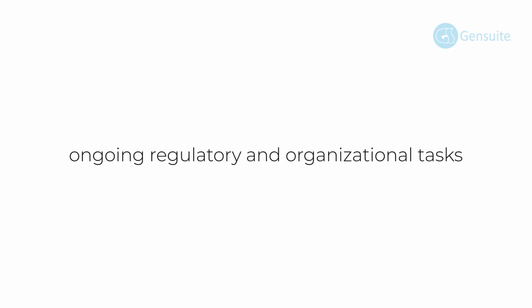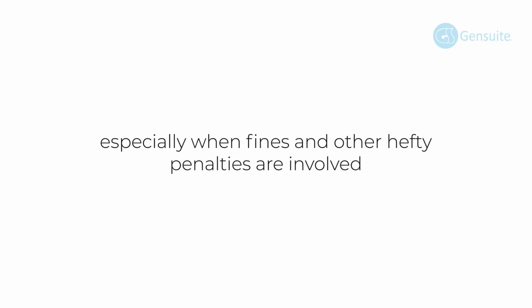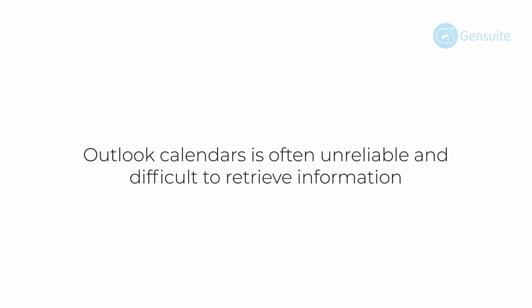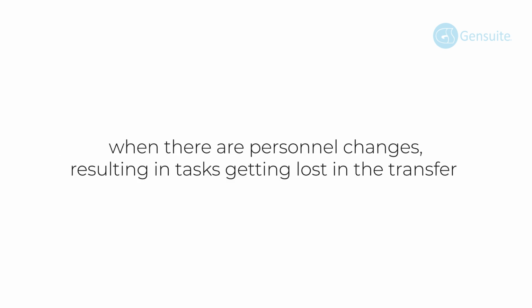It is critical to stay on top of these tasks, especially when fines and other hefty penalties are involved. Housing information in various Outlook calendars is often unreliable and difficult to retrieve information from, which is especially true when there are personnel changes resulting in tasks getting lost in the transfer and failure to get reassigned.